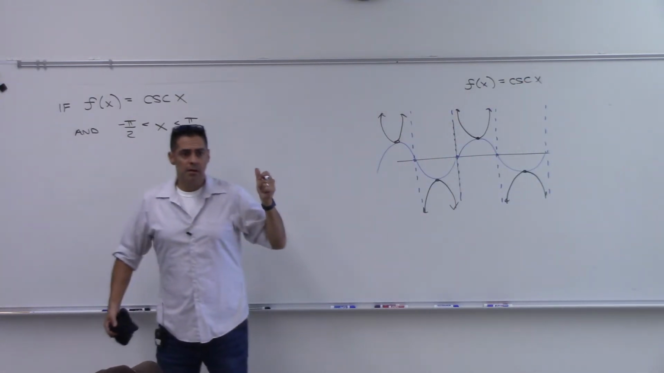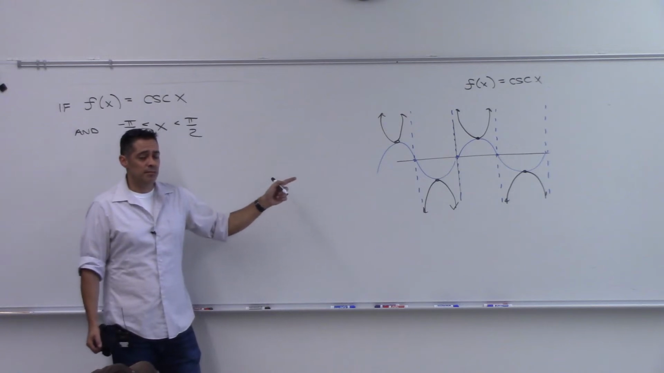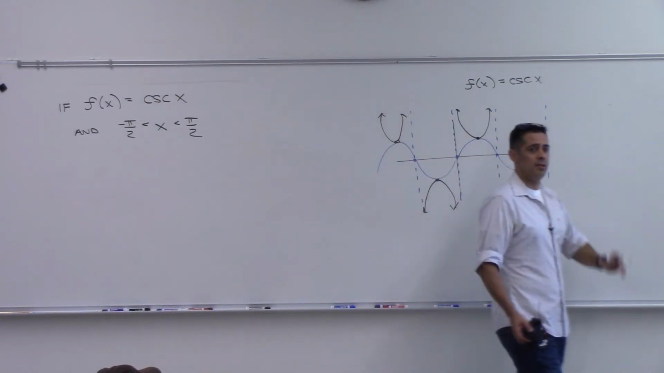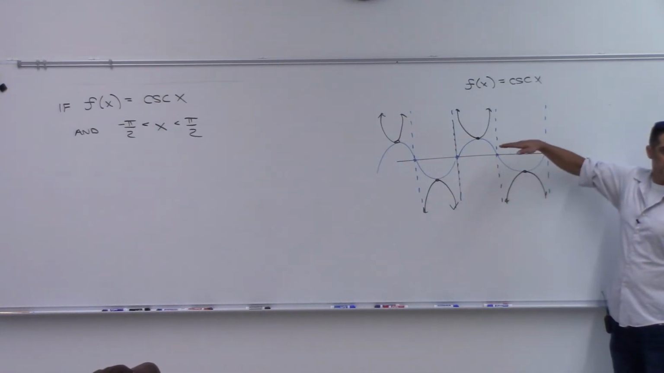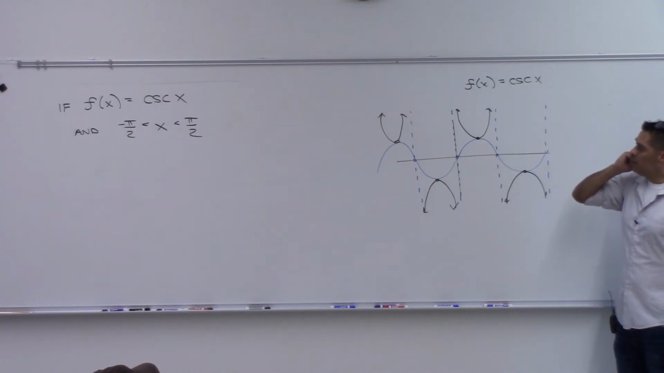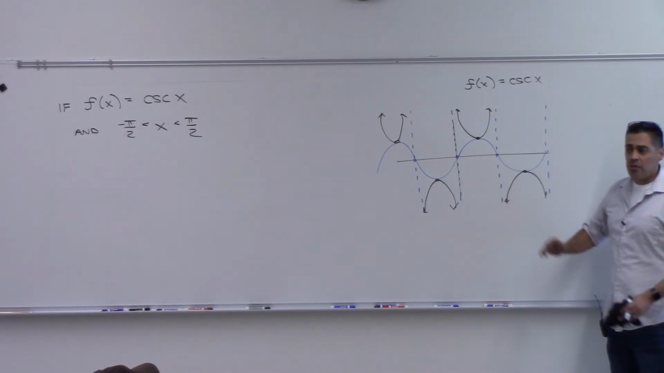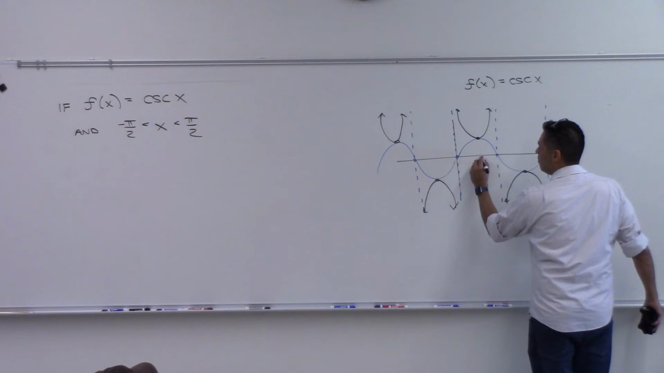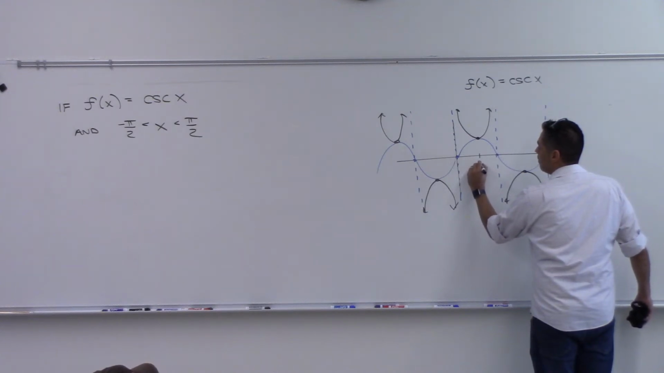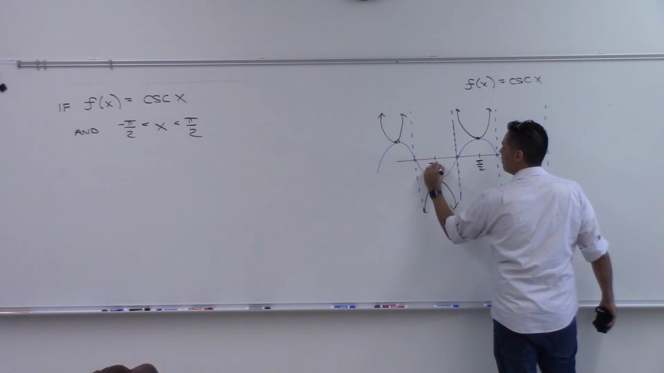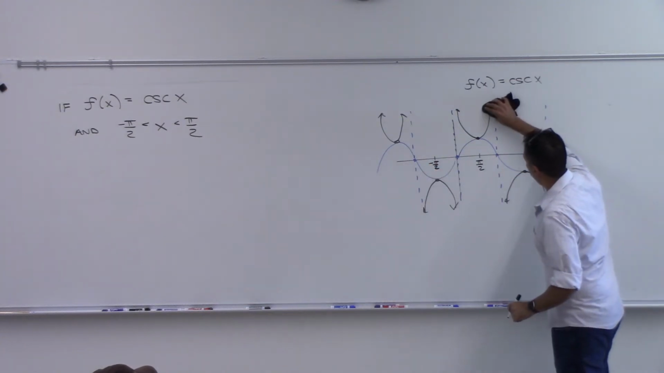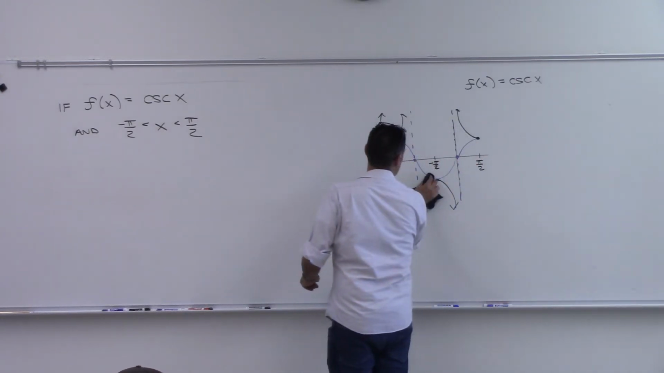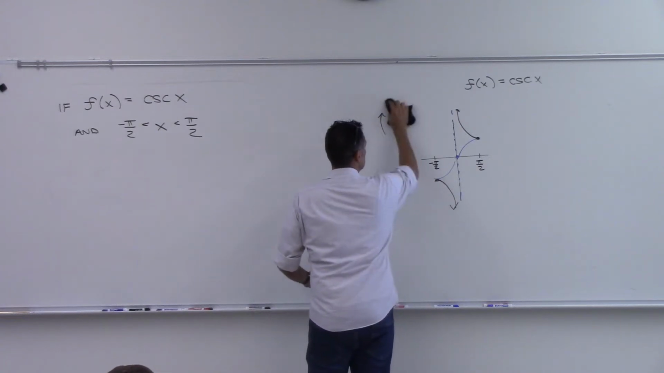Y'all agree? Is this a function? Does it pass a vertical line test? Yes? Does it pass the horizontal line test? No. So we have to restrict the domain. In order to have an inverse function, we have to restrict the domain. We're going to do the same domain restriction we did for sine. We're going to go from pi over 2 here, and then negative pi over 2 here. I'm going to cut this off like this. This is all gone. And then I'm going to cut off here. That's all gone right there. Okay?